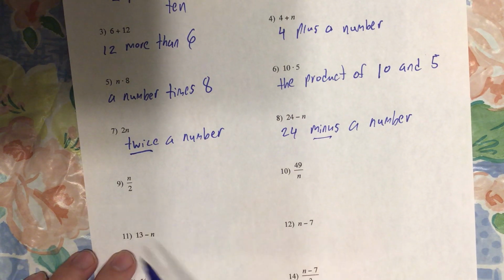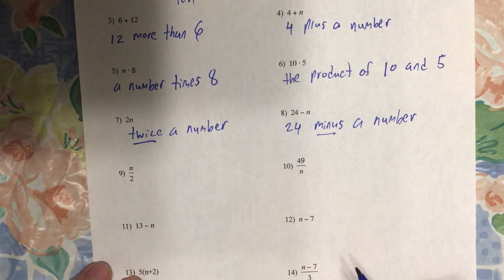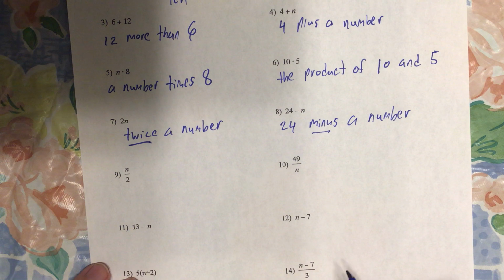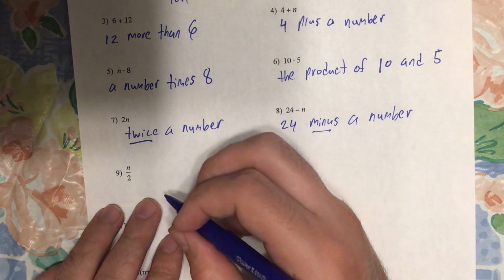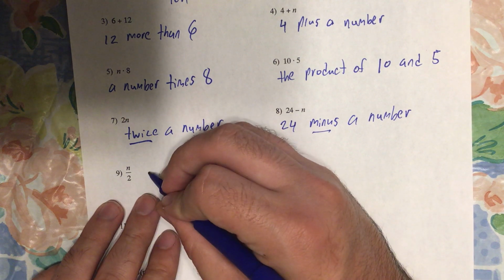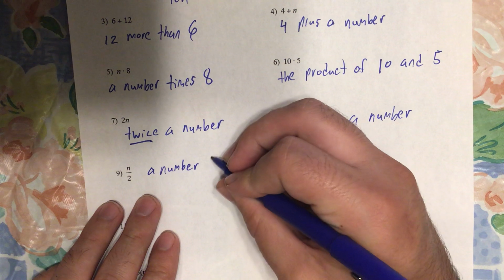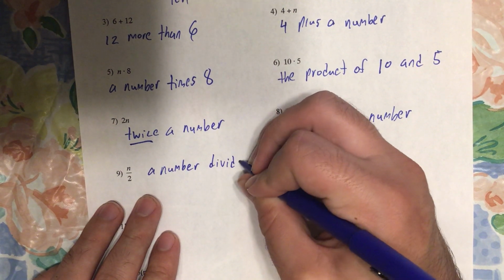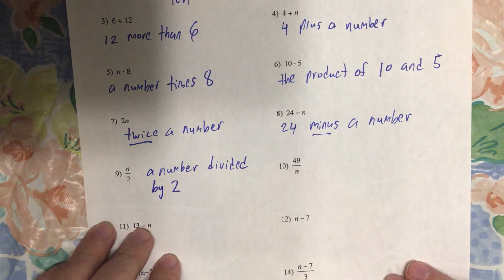So here we have the fraction. Remember fraction in high school, and forever is going to be division now. We're going to try to stay away from that old school division symbol. So here we could say a number divided by 2. Number divided by 2. That works.